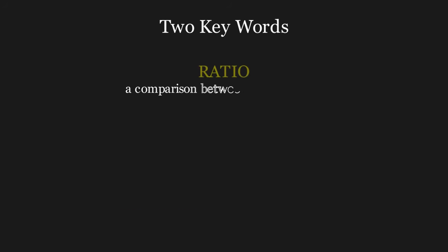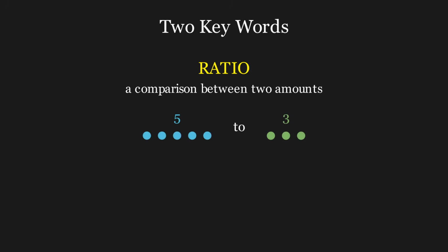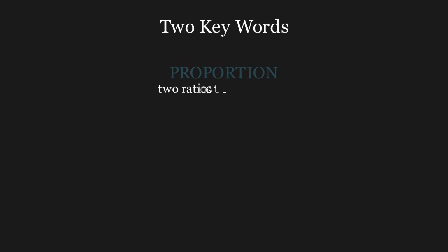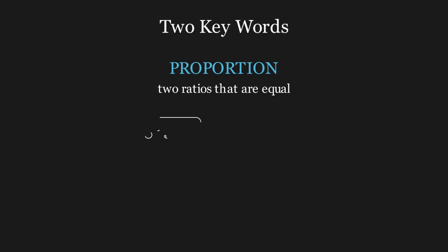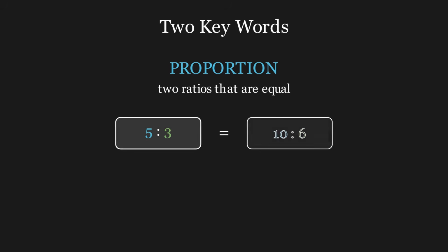Before we dive in, let's nail down 2 words you'll see over and over in these ASVAB problems. A ratio is just a comparison between 2 amounts, written like 5 to 3, telling you how much of one thing you have compared to another. A proportion is when you say 2 ratios are equal to each other, like saying 5 to 3 is the same relationship as 10 to 6. That's really it. Ratios describe a relationship. Proportions say 2 relationships match. Now let's set up our actual problem.